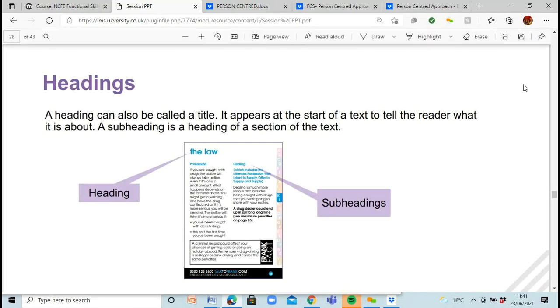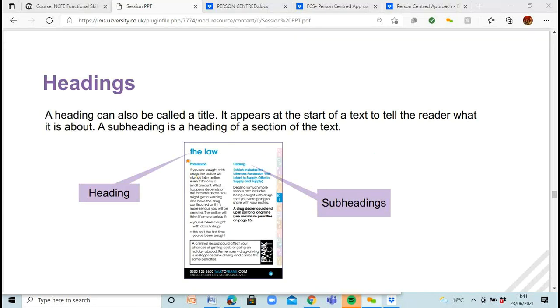Then you've got headings. So you've got the heading over here. And this again is fantastic for splitting information up. So you've got the law, and you're talking about two different items within the law. You're talking about possession, and you're talking about dealing, and those are subheadings underneath it. It's still bigger, and it's in a different color text. Sometimes it can be the same color, bold, larger font, but it still splits the information up for you, and it makes it much easier to read. So if you want to focus on one section, you do. If not, you go on to the next. Again, it just splits the information.